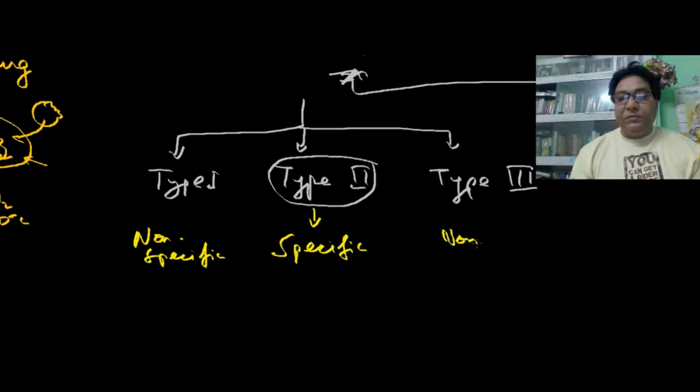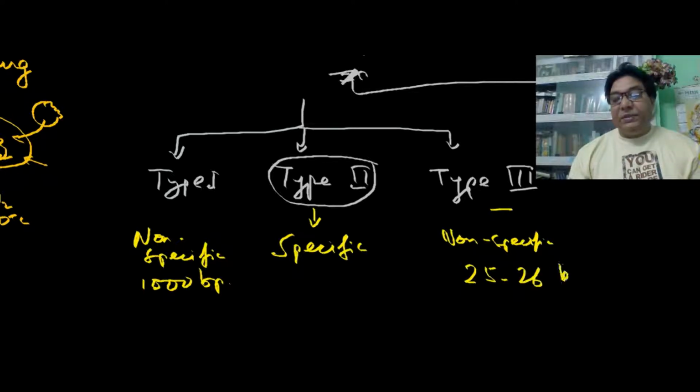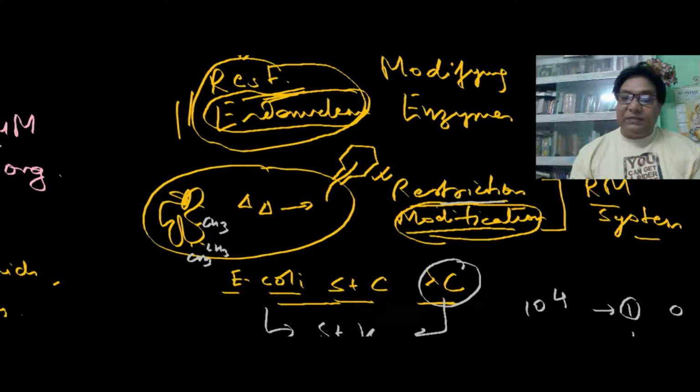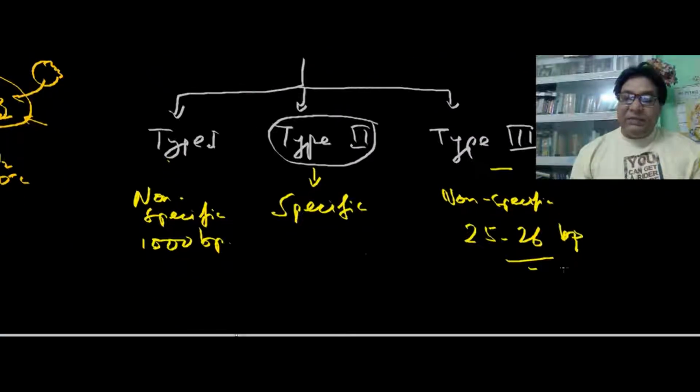This is also non-specific. It introduces cuts about 1000 base pairs away from the original cutting site, and type 3 also incorporates cuts about 25-26 base pairs downstream of the original cutting site. Because these 2 enzymes have a cognate methylase activity, they have their methylase activity attached to the enzyme. That's why the site where they need to be cut, suppose this is the site where this enzyme has to cut, it methylates the site.